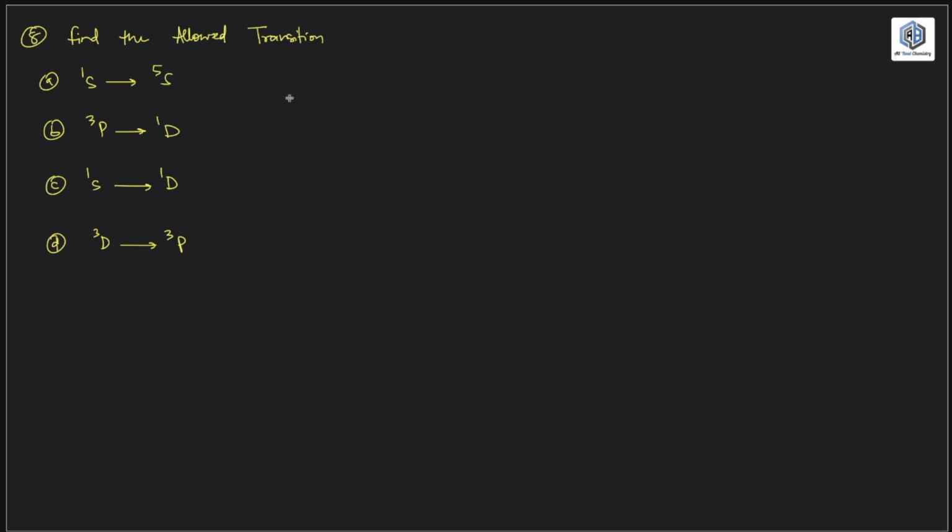You have to tell the allowed transition. So basically your spin selection rule should be followed. Spin selection rule says that spin multiplicity should not change. Now you will see that spin multiplicity is changing in the first and in the second. In the third and fourth, it's not changing.